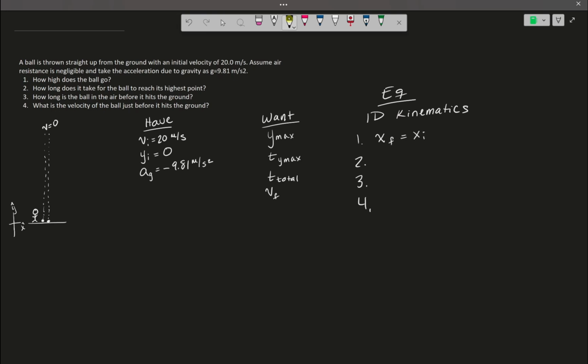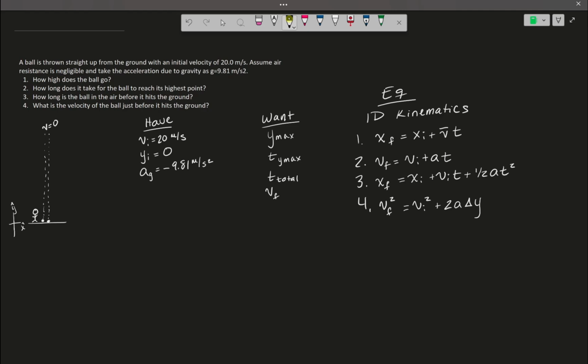So final position is equal to initial position plus the average velocity times time. We have our second kinematic equation where the final velocity is equal to the initial velocity plus acceleration times time. We have final position is equal to initial position plus initial velocity times time plus 1/2 acceleration times time squared. And we have the fourth kinematic equation where our final velocity squared is equal to the initial velocity squared plus 2 times acceleration times our change in position.